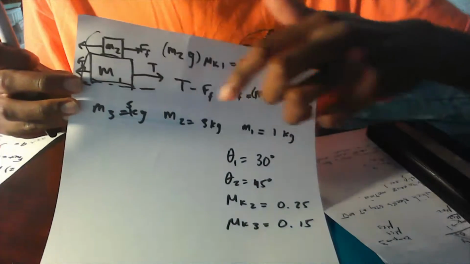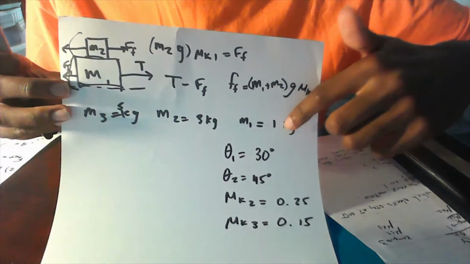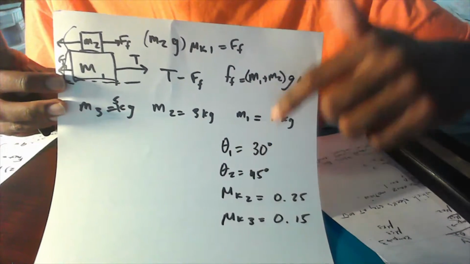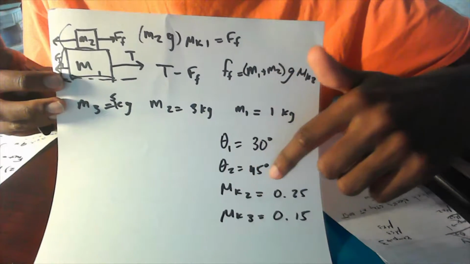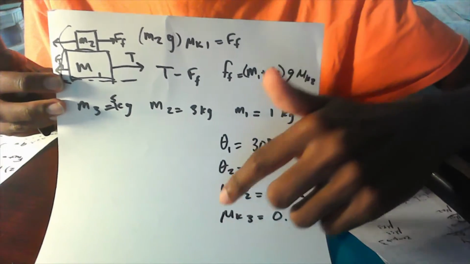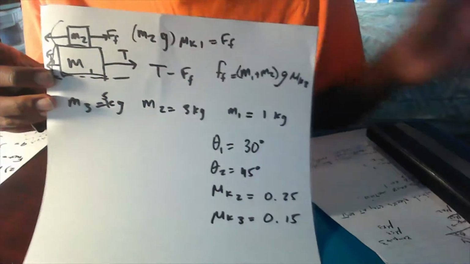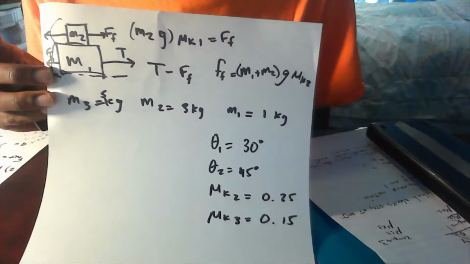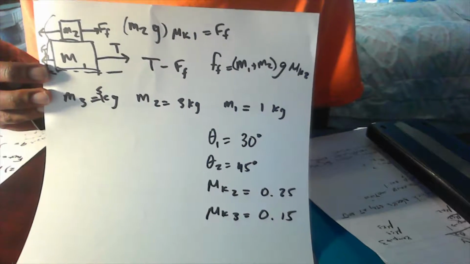But m3 equals 5 kilograms, m2 equals 3 kilograms, m1 equals 1 kilogram, theta 1 equals 30 degrees, theta 2 equals 45 degrees. The coefficient of kinetic friction between block 2 and the incline is 0.25. The coefficient of kinetic friction between block 3 and the incline is 0.15. And simple, if you refer back to the beginning of the video, you'll see the equation that I derived for acceleration caused by m3. So just plug in the values.